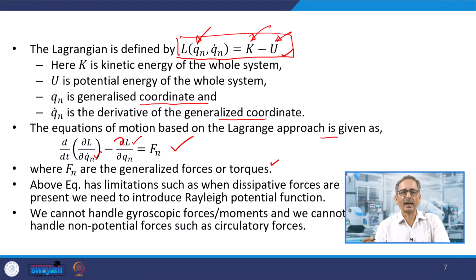This equation has limitations. When dissipative forces are present, we need to introduce an additional term, which we call the Rayleigh's potential function. We cannot handle gyroscopic forces or moments, and we cannot handle non-potential forces such as circulatory forces. These are some of the limitations of this Lagrangian formulation. We need to make certain changes in this equation to take care of the dissipative forces, which I am not going to discuss currently.